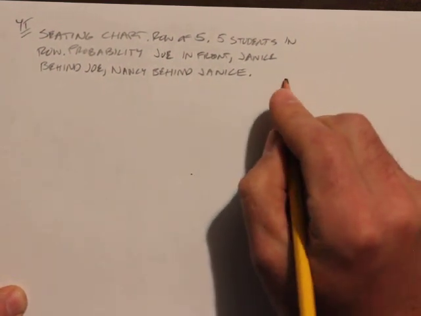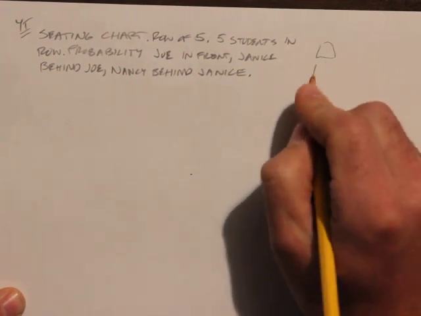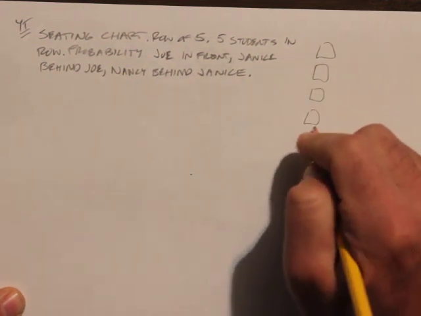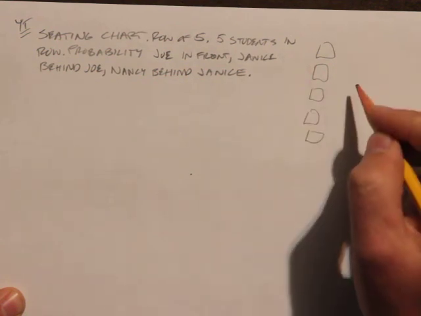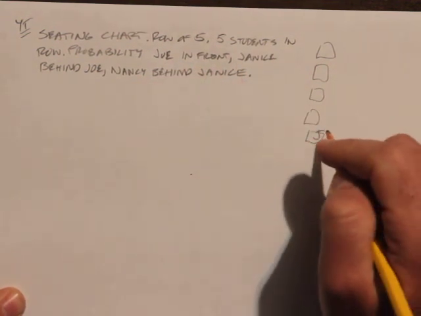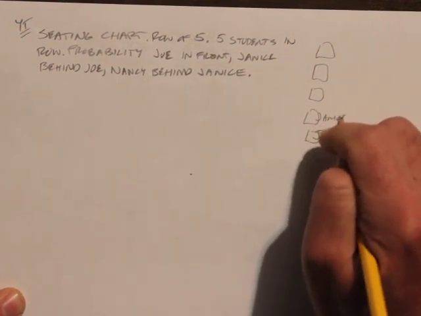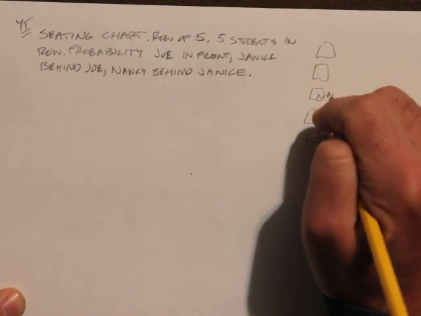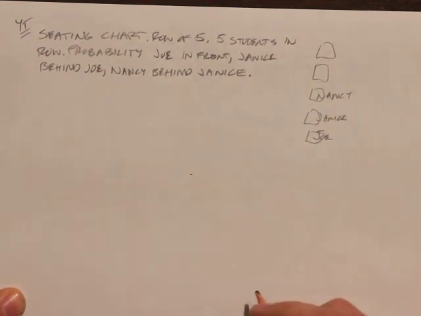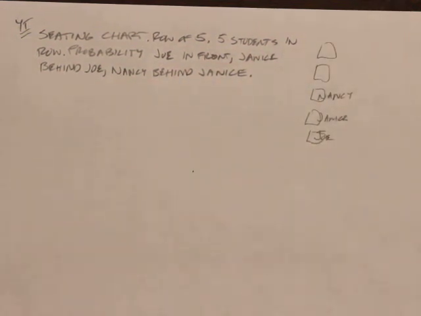So I have 5 seats. It might be helpful to write them down. I have 5 seats: 1, 2, 3, 4, 5. I've got 5 students, and I want the probability that Joe will be here, and then Janice, and then Nancy. All right, so see if you can figure this out, pause it, and then I'll come back and help explain it and see how you did.